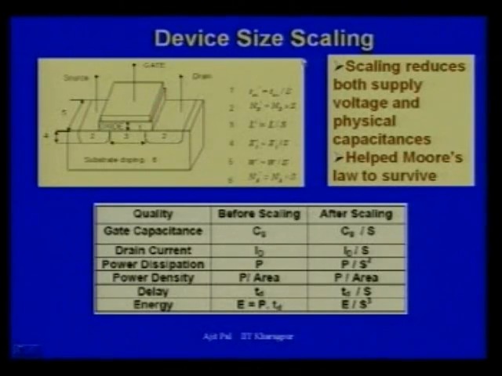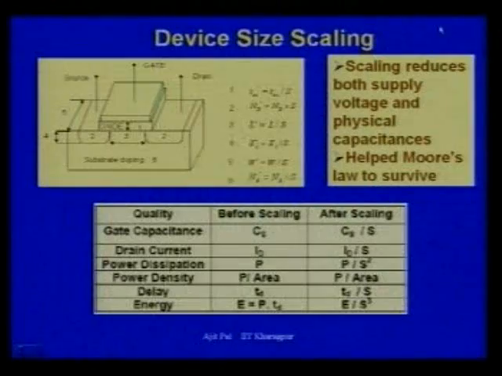And in fact, you may have heard of Moore's law. Moore's law has been followed for the last 3 decades. So by Moore's law, what is happening? Dimensions are reduced, and as a consequence, you are able to put more and more transistors. The performance is increasing, speed is increasing, power dissipation is also reduced, but this is the dynamic power dissipation. In fact, this device size scaling has helped Moore's law to survive.